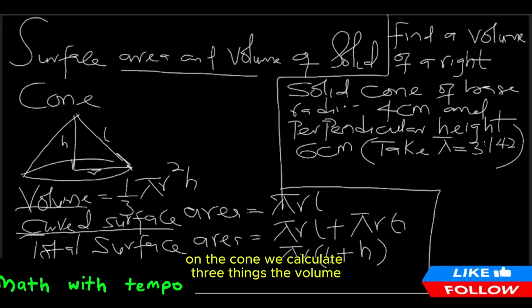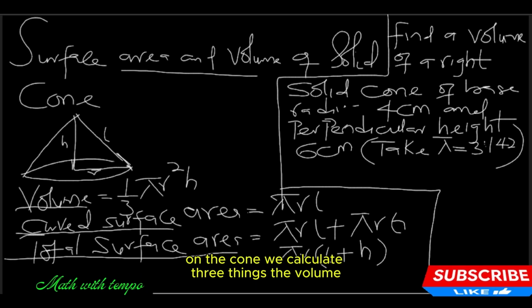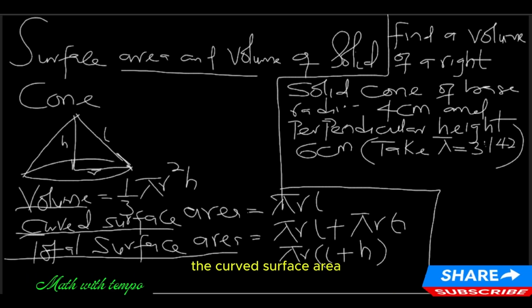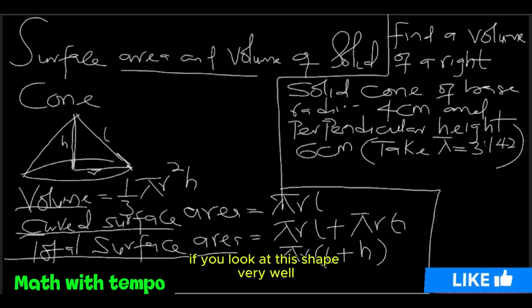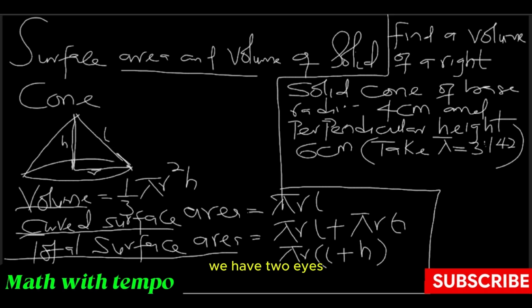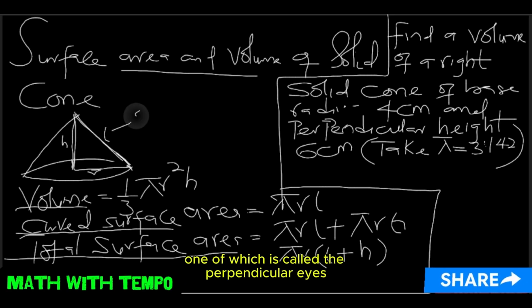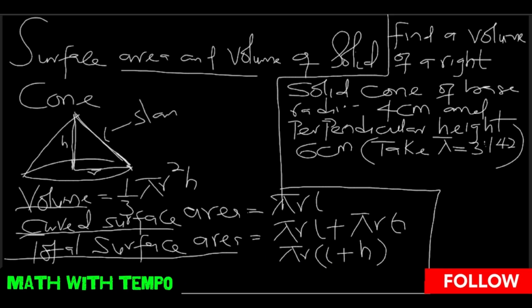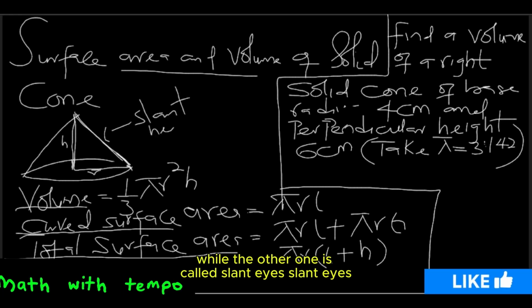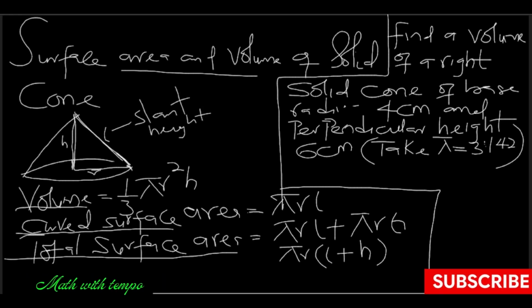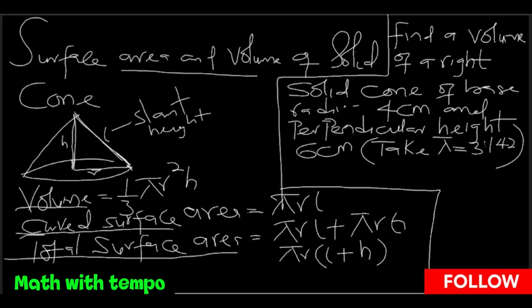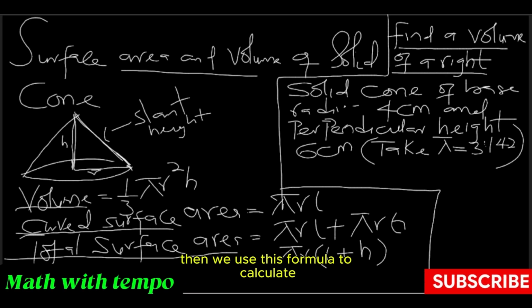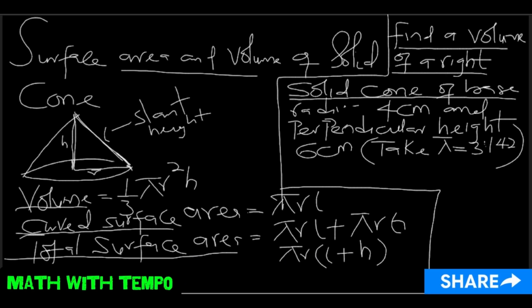On that cone, we calculate three things: the volume, the curved surface area, and the total surface area. If you look at this shape very well, we have two heights, one of which is called the perpendicular height, while the other one is called the slant height. Then we use this formula to calculate the question on the board.